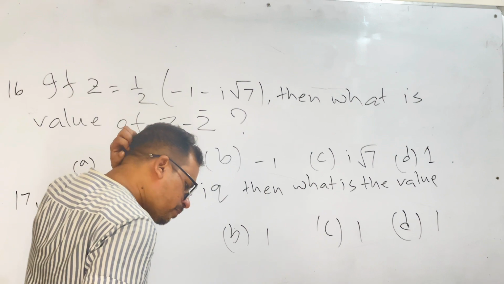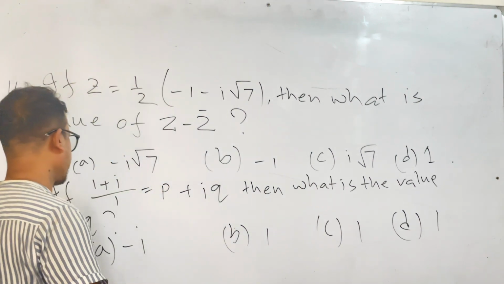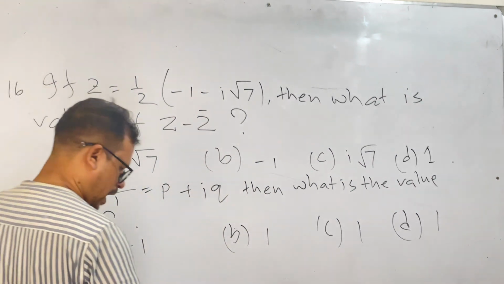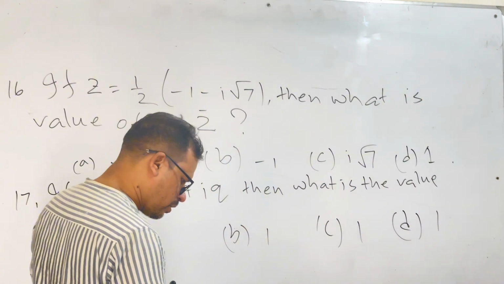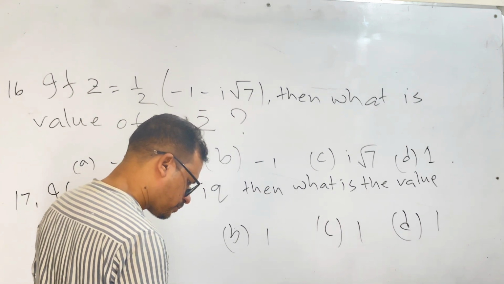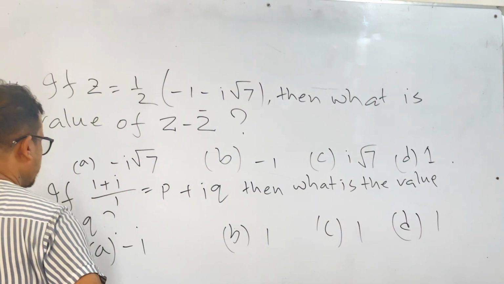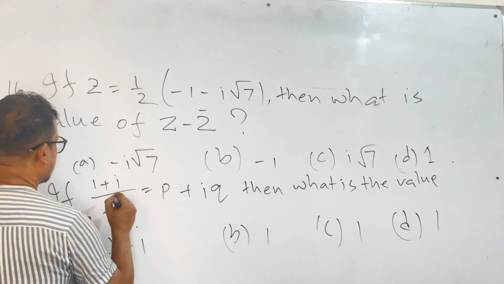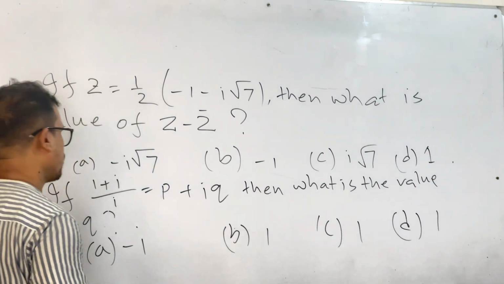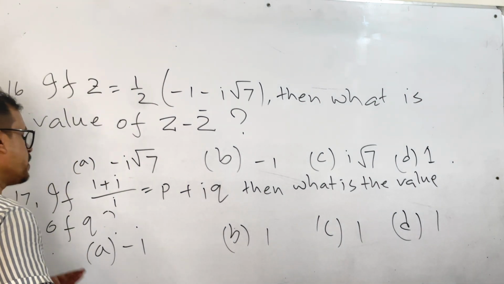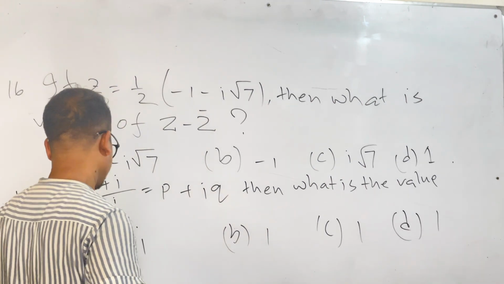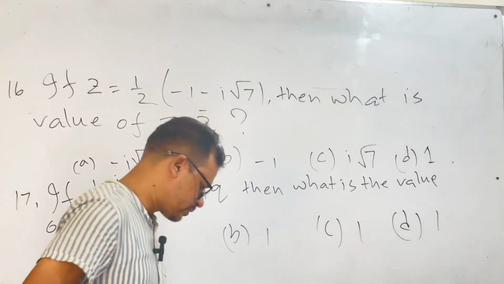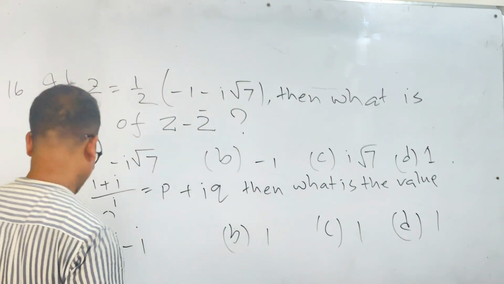Okay, the options are a, b, c, d1. p plus iq equal to 1 plus i by 1. Then what is the value of q? Sorry, this is i, not 1. 1 plus i by i equal to p plus iq. Then what is the value of q? A equal to minus 1, b equal to 1, c equal to 1, d equal to 1. We have to find that. That is question 17. Now question number 18.